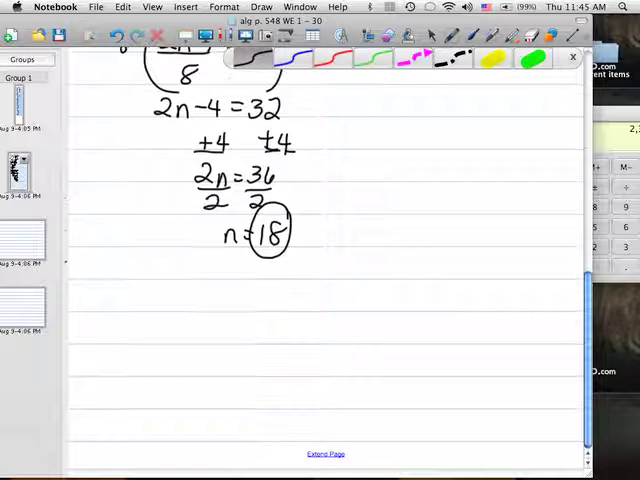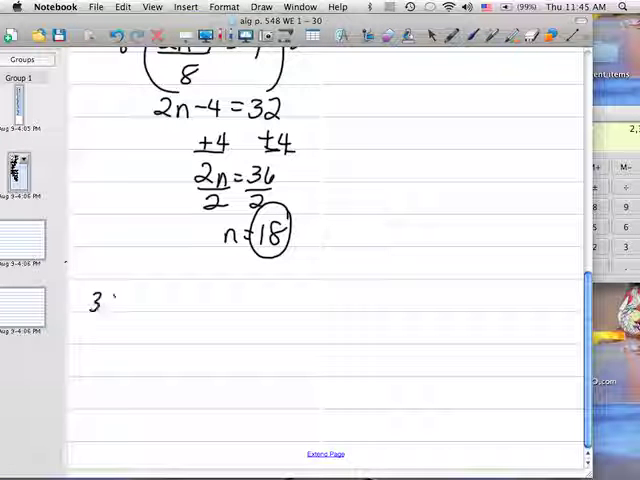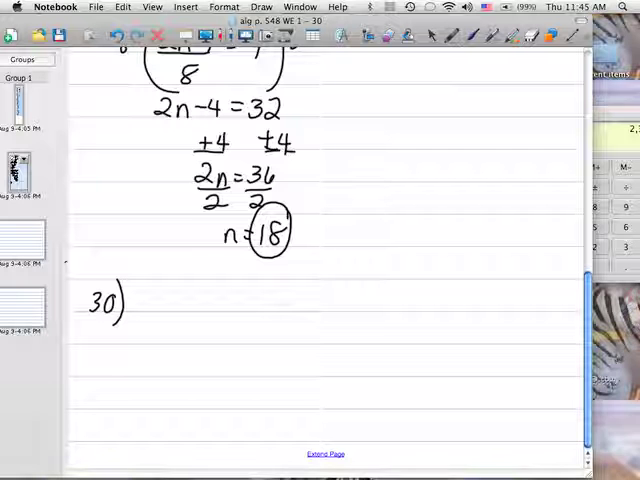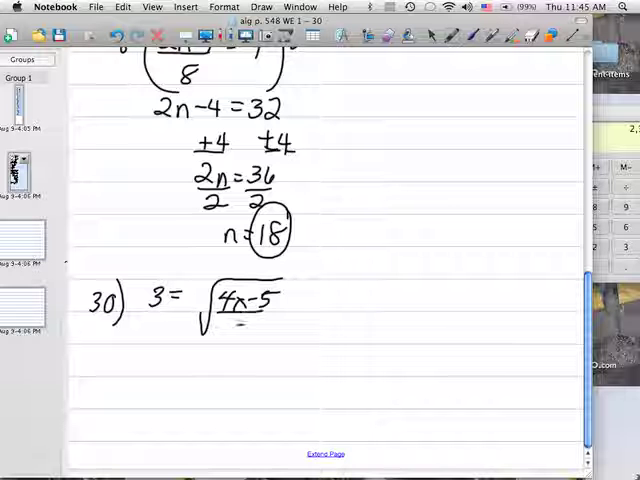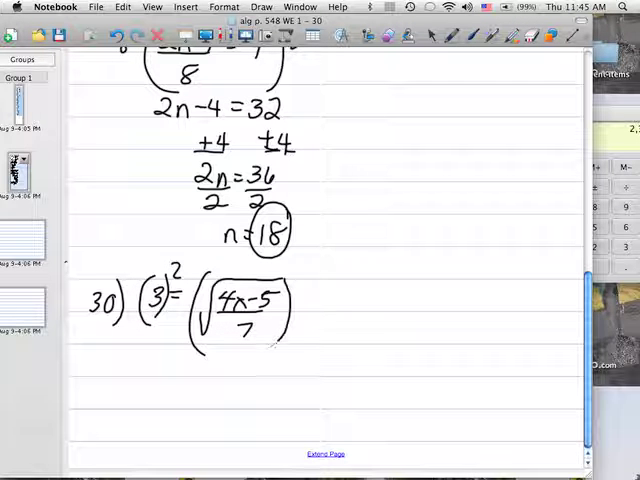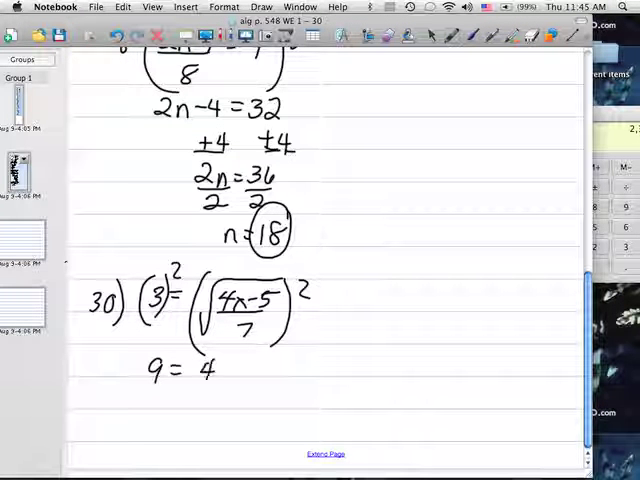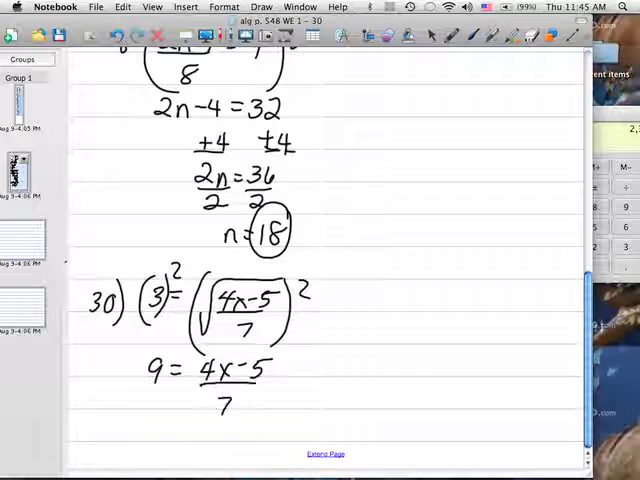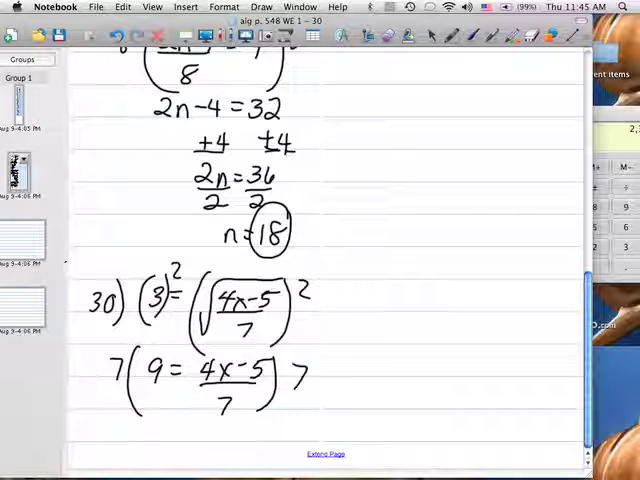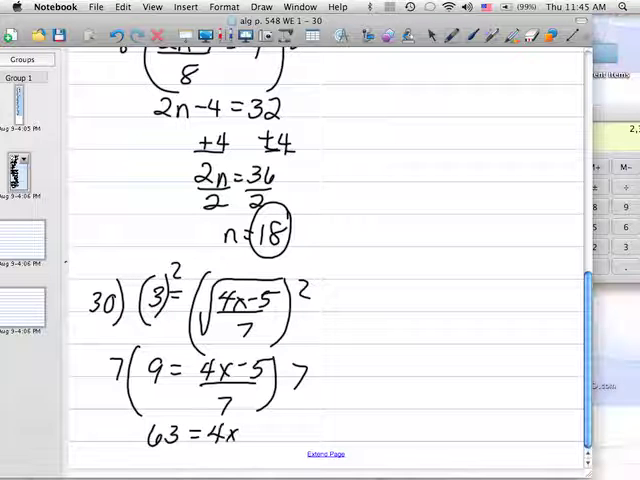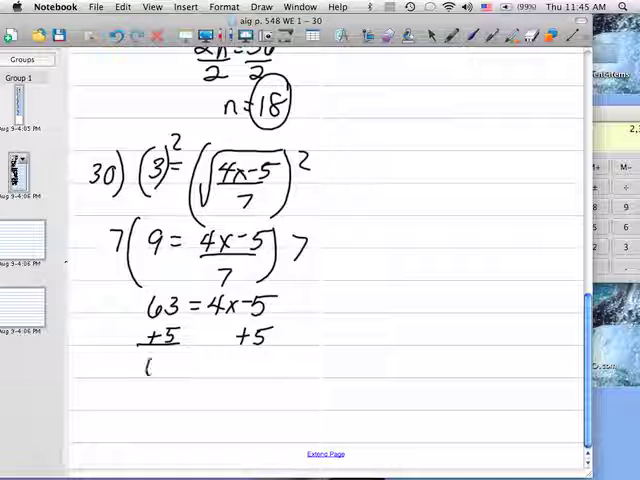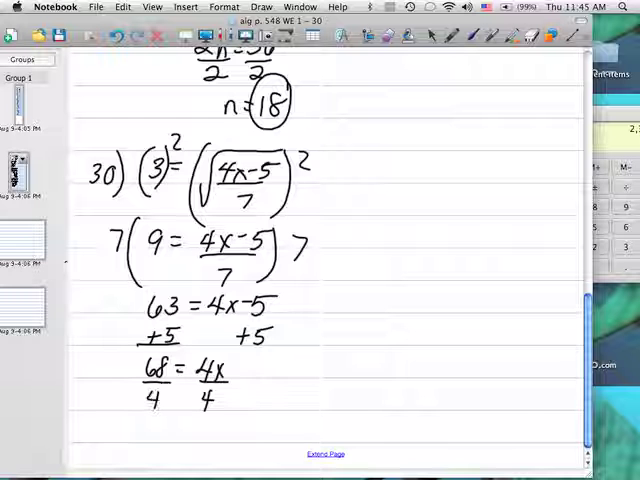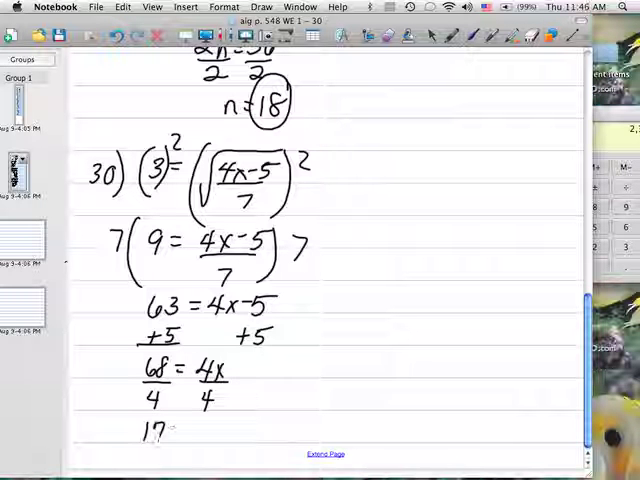And the last problem, number 30, we have 3 equals the square root of 4x minus 5 over 7. Square both sides. So we have 9 equals 4x minus 5 over 7. Multiply by 7. We have 63 equals 4x minus 5. Add 5. We have 68 equals 4x. Divide by 4. And 4 goes in 6 once. 28, 7. x equals 17.